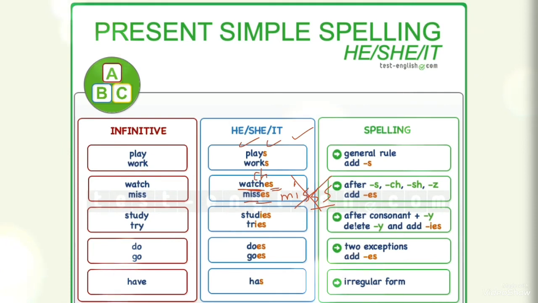And if I have a verb like, for example, wash, it ends with SH. So I will say he washes. I cannot say he wash-s. So here, if you see S or CH or SH or Z, I will put ES with he, she, and it.